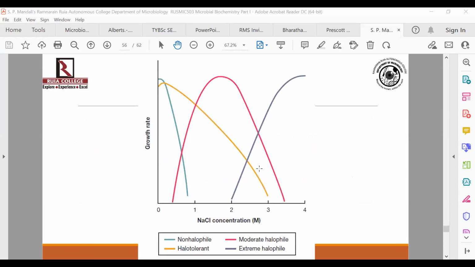So you can see here that a non-halophile can tolerate anywhere between 0 to 1 molar of salt, while a moderate halophile can tolerate a broader range from say 0.5 to 3.5 molar. A halotolerant organism can tolerate anywhere between 0 to 3, because as the name suggests, halotolerant organisms normally grow in normal environments but can tolerate salt. And extreme halophiles are the ones which cannot grow at lower salt concentrations. You can see that their growth itself begins from 2 molar and they can grow at very high salt concentrations.